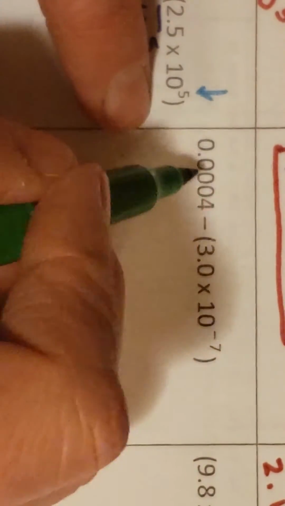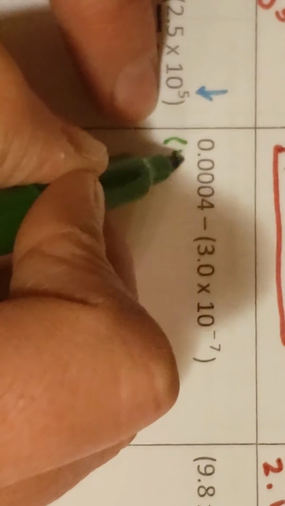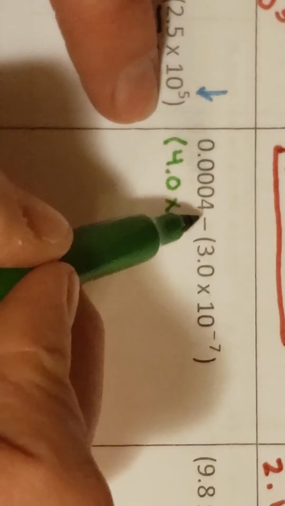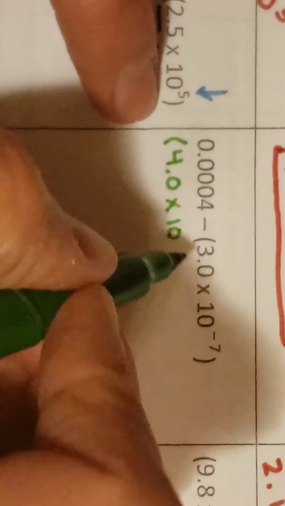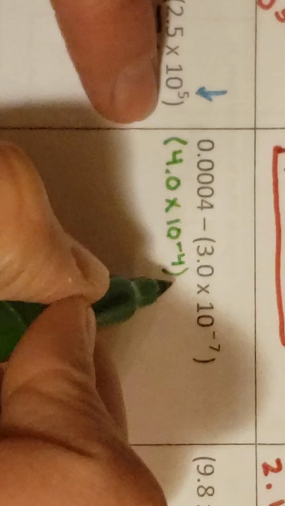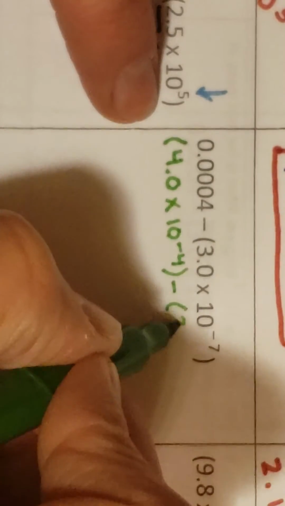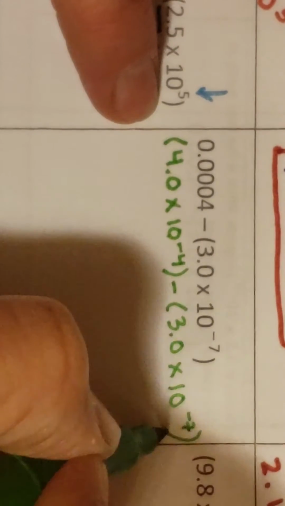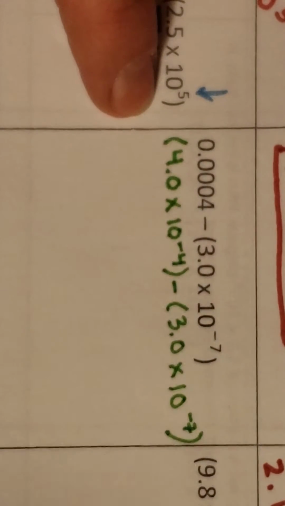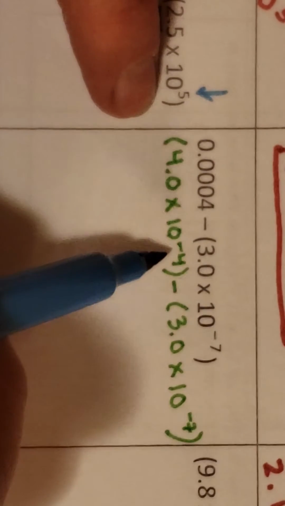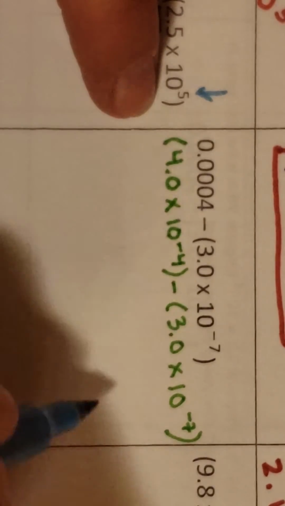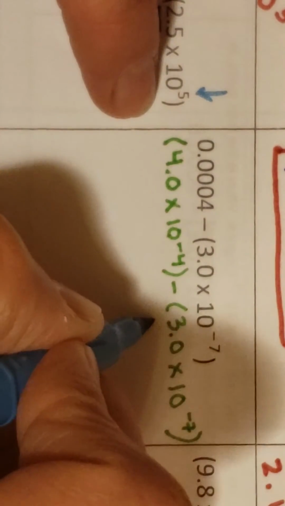So this is, in scientific notation, 4.0 times 10 to the negative 4th minus 3.0 times 10 to the negative 7th. Okay. So now we need to get to one exponent or the other. So let's do these to the power of 7.